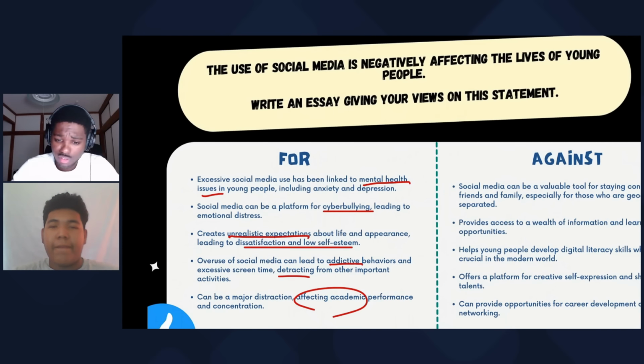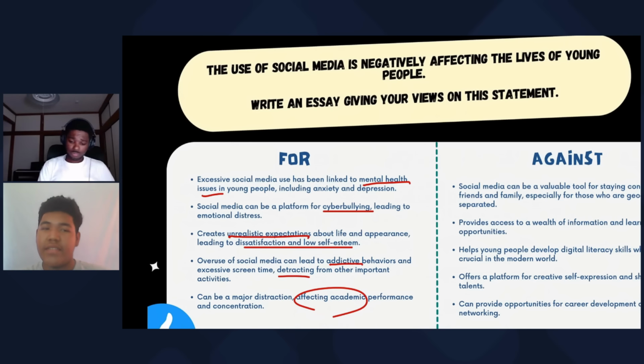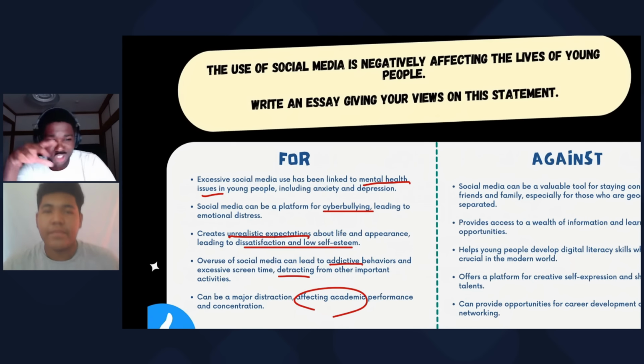So that's how I would make it a personal thing. Like what if this is about me, right? How has social media affected me, if it has any effect at all? Or how has it affected persons around me, my peers, my friends? Right. Because it might not have affected you, but you still want to ground it in reality.